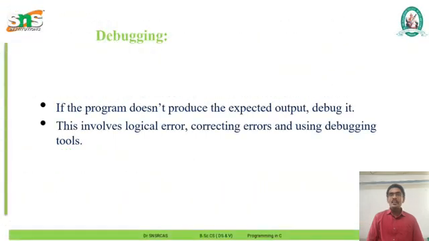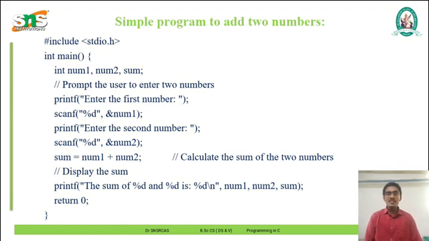The next stage is the debugging stage. If the program does not produce the desired output or crashes, you need to debug the program. This involves checking the logic of the program for any logical mistakes or corrections, and possibly using debugging tools. Dear learners, here is a simple program for adding two numbers.